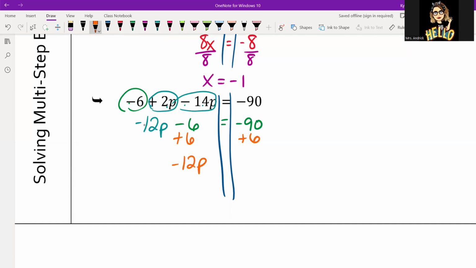I'm left with negative 12p equals, well, don't lose that negative, okay? That's a really easy thing to lose as you bring stuff down. This is what, 84. Divide everything by -12. And p is equal to what, 5, 6, 7, maybe? I'm going with 7. Let me double check my calculator. Yeah, 7.